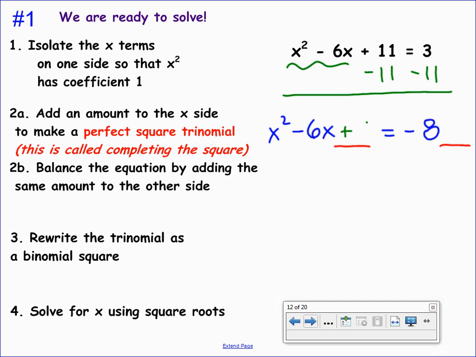So I considered that middle term. It was negative 6x. Half of that would be negative 3. And then squared is always positive, in this case, plus 9. That's what I'm going to add to both sides. And so I've gone ahead and completed the square by considering what half of the middle term is and then squaring it. Half of negative 6 is negative 3, and then squared is 9. Now we're going to go ahead and rewrite this trinomial as a binomial squared. That is, what binomial multiplied by itself equals x squared minus 6x plus 9?